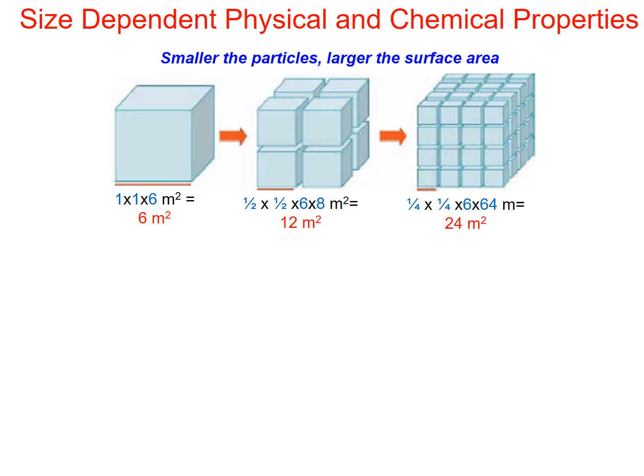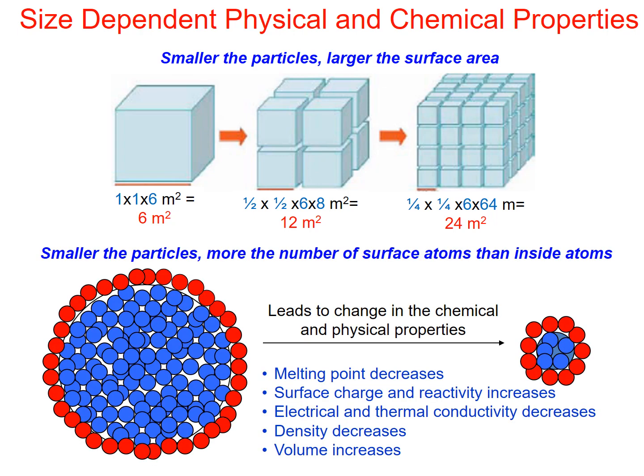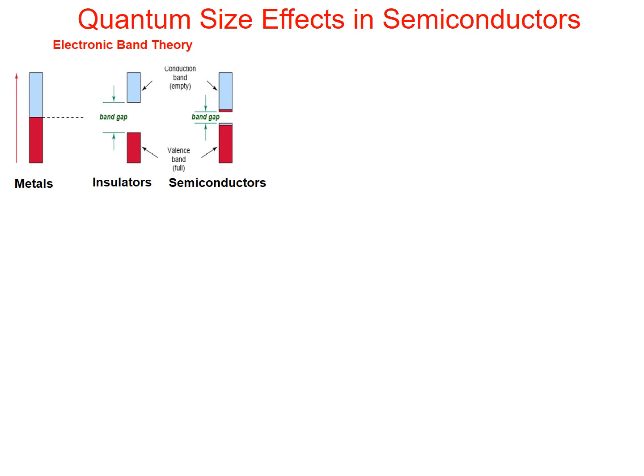The change in properties due to nanosize can be understood by the fact that, as the matter is cut into smaller pieces, the surface area increases largely. And the ratio of number of atoms present on the surface to that in the interior goes on increasing. This leads to change in all the chemical and physical properties such as melting point, density, surface charge, thermal, electrical conductivity, etc. As per electronic band theory, metals, insulators, and semiconductors are the 3 types of materials.